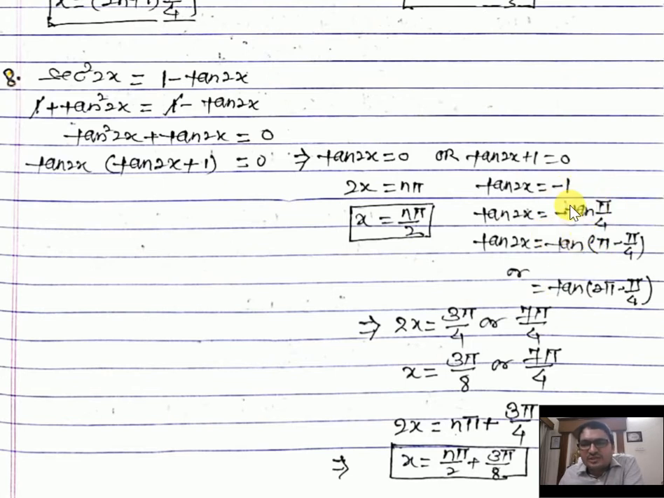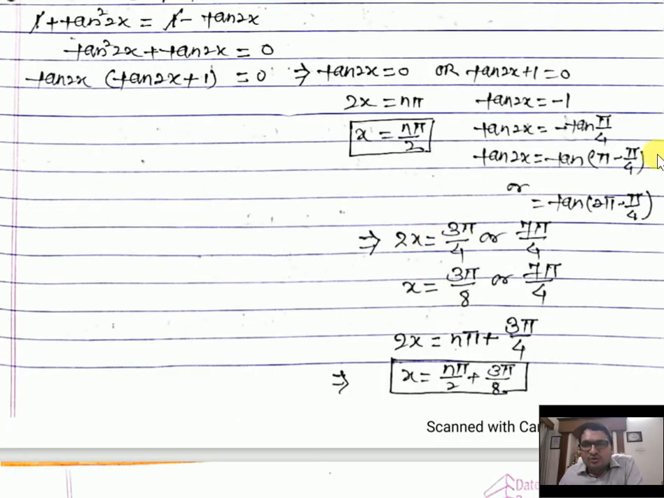So this minus we have to remove from here. So tan will be negative in the second quadrant and fourth quadrant. So tan pi minus pi by 4 or tan 2 pi minus pi by 4. But we are writing here the general solution, so we need this term only. Tan 2x is equal to tan pi minus pi by 4. So 2x is equal to 3 pi upon 4, x is equal to 3 pi upon 8.